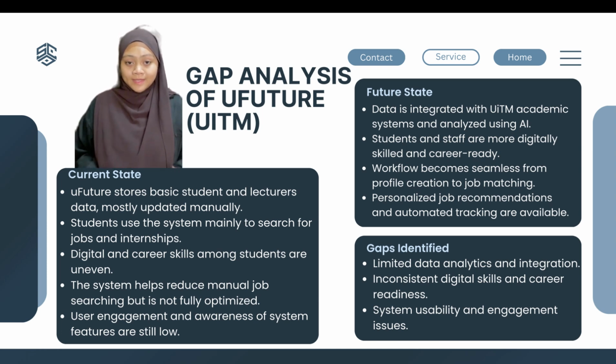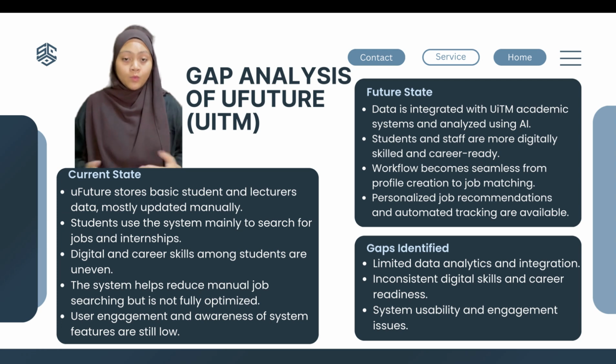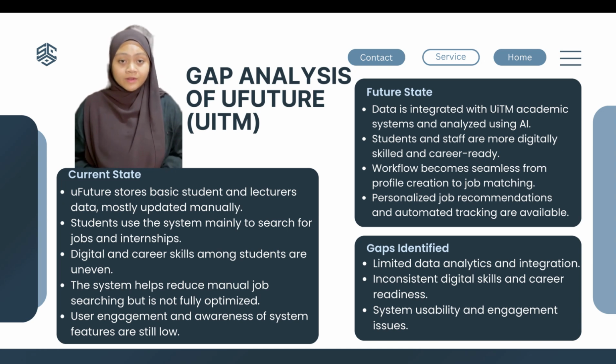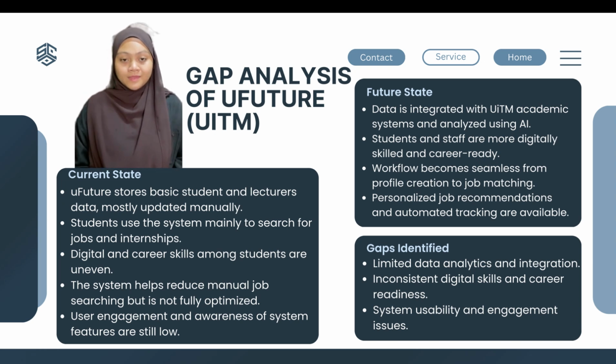However, most of the data is still updated manually, which may lead to outdated or incomplete information. Students typically use the system only to search for job and internship opportunities, while other features are underutilized. In addition, student digital skill and career readiness levels are inconsistent. Also, the system helps reduce manual job searching. It is not fully optimized, and user engagement and awareness of available features remain low.